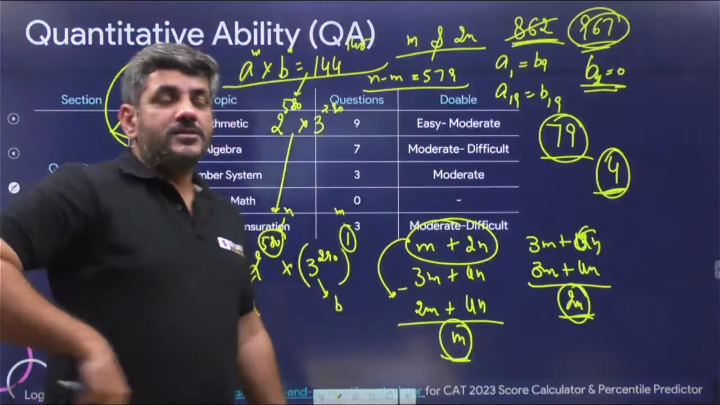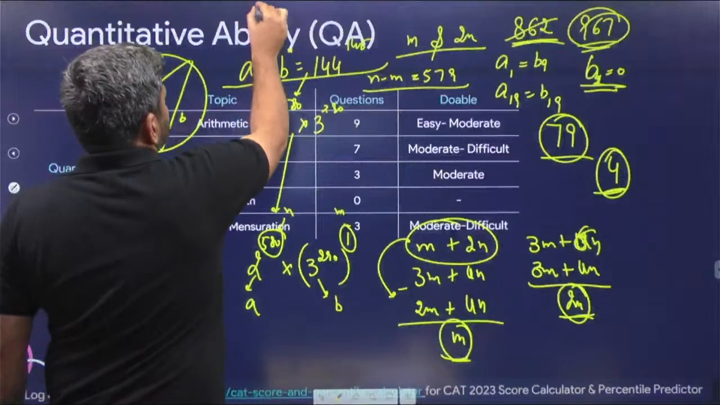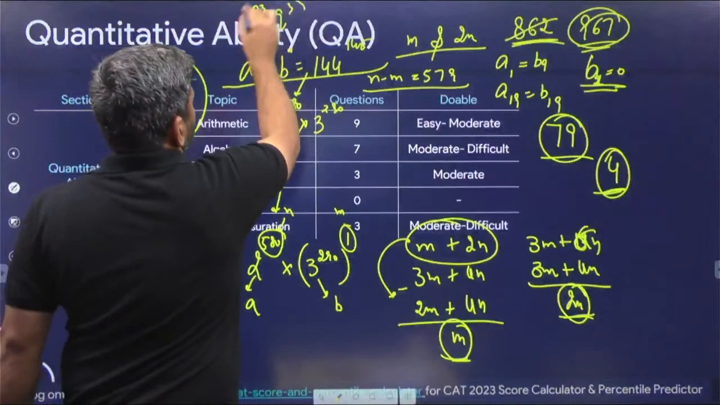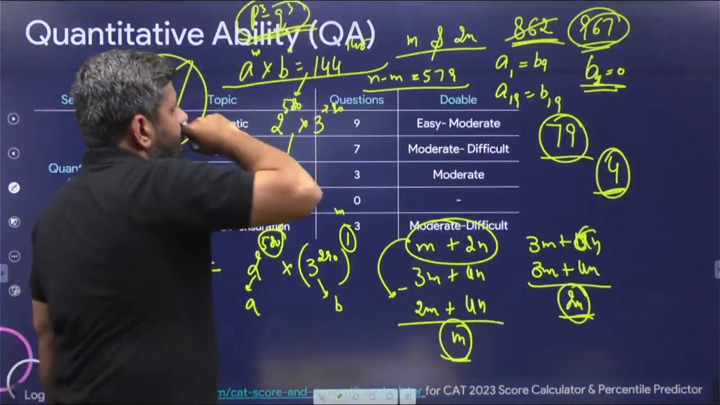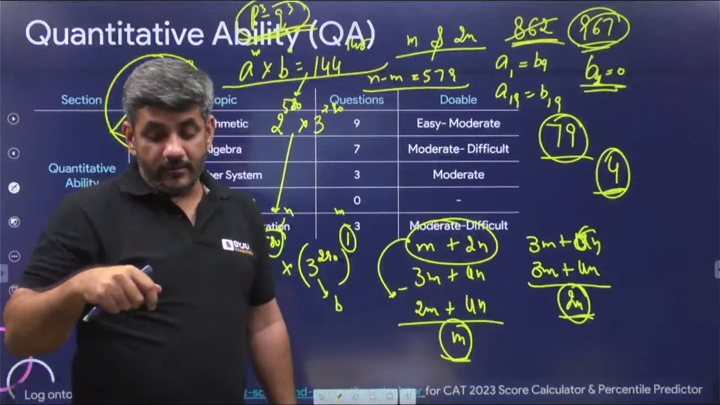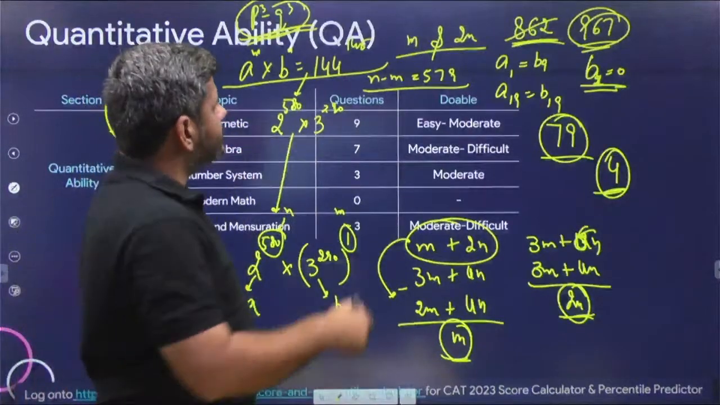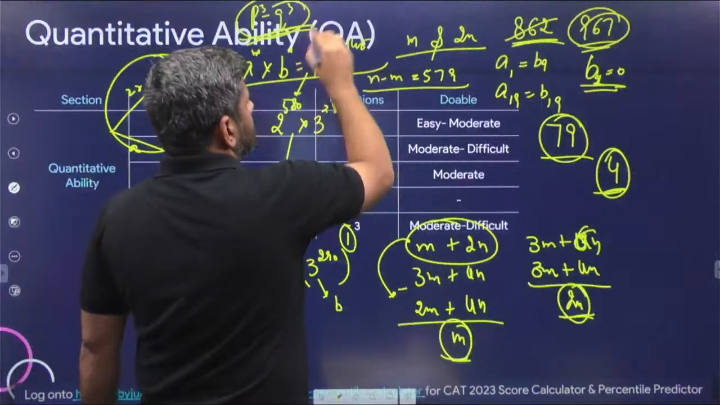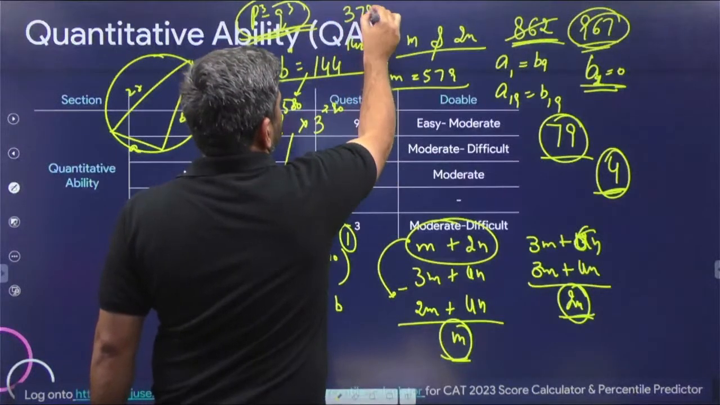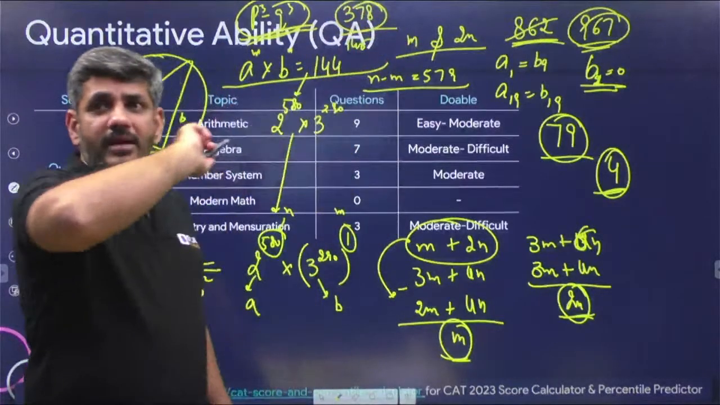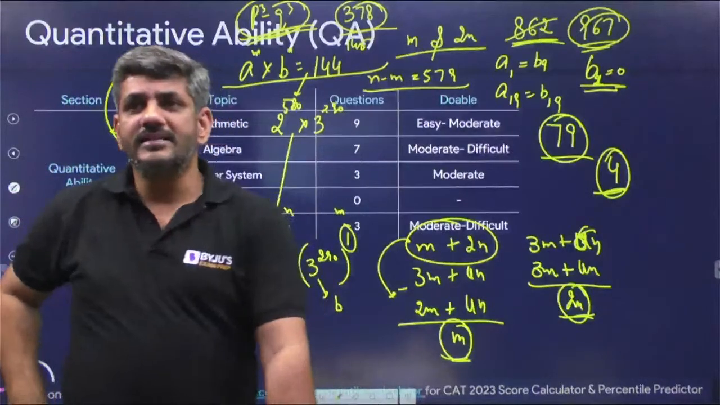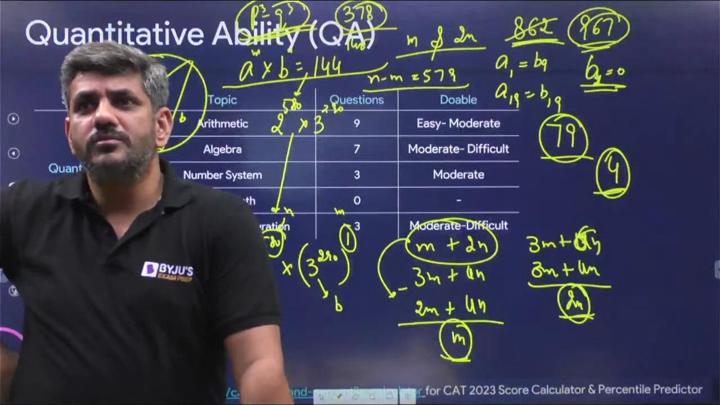Maxima and minima difference, P cube minus Q cube. Yes, this question was there. The difference between maximum value and minimum value. I think it was 378. This is what you got, guys. Once again, you also remind me. Did anyone get 378 for that P cube minus Q cube question?